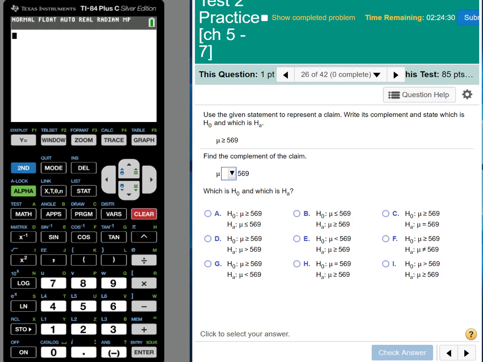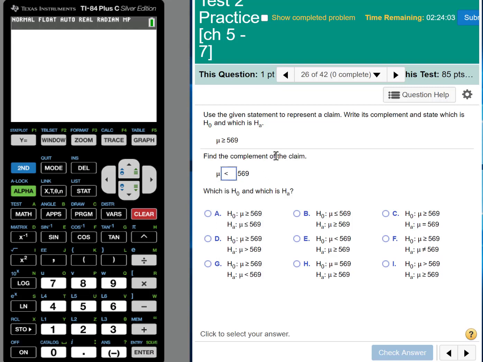This is the last part of test 2 preparation. Hypothesis testing questions. Use the given statement to represent a claim. Write its complement and state which is H0 and which is HA. So he gives you mean is greater than or equal to 569. What is the complement? It's going to be less than.